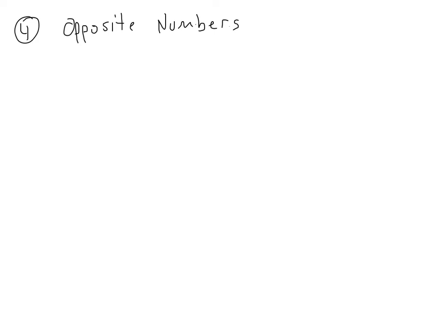Alright, so let's talk about opposite numbers. It's pretty much what you think it is. Like, what's the opposite of 8? Well, it'd be negative 8. But they're opposite for this reason. They are the same distance from 0 on a number line.